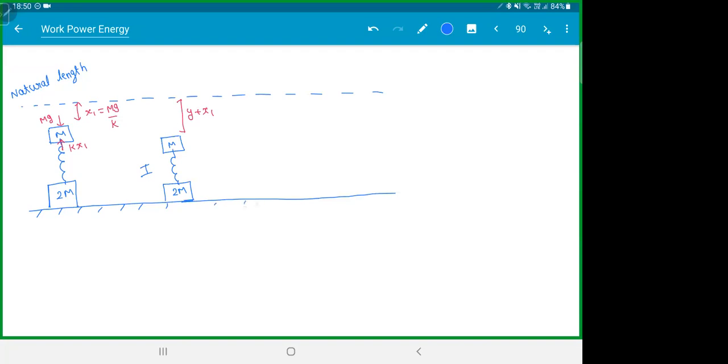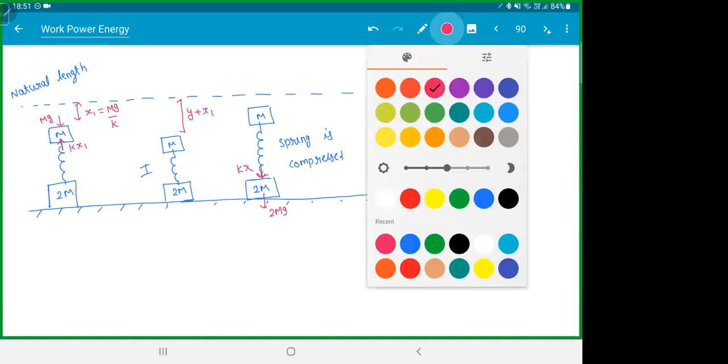And then the block will come to the position again. You'll go to the natural length. That is fine. Now you need to understand one thing. As long as the spring is compressed, the lower block will never lift off. Here, if you see, the spring is still compressed. It still didn't reach the natural length. If you look at the forces on the body, the weight is 2 mg, and this is kx upward. So when the spring is compressed, the lower block will never lift off.